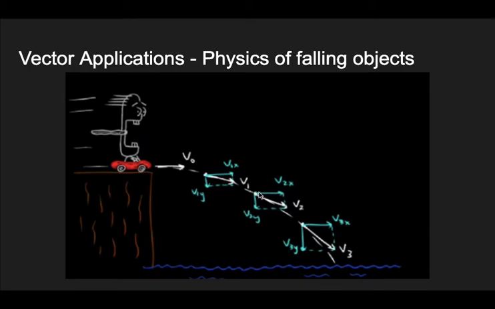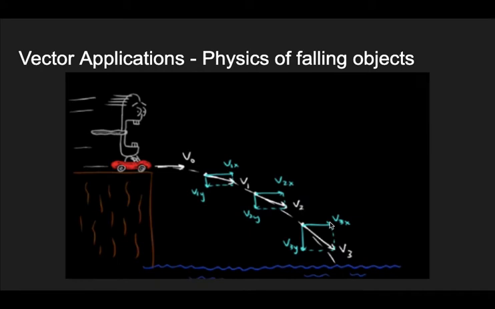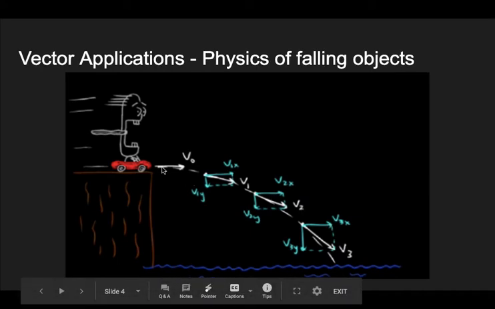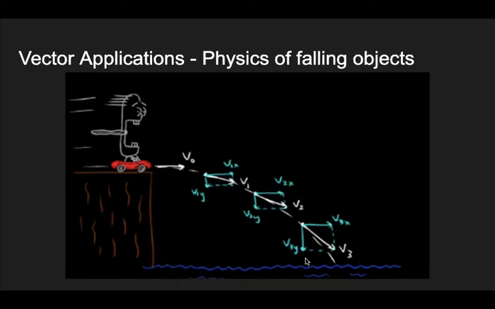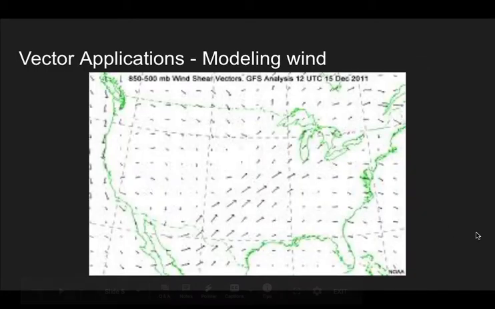And notice the horizontal doesn't change. The only thing that's going to act on the horizontal component is wind resistance, which is pretty negligible at this. But then the vertical component, you'll notice, is getting bigger each time, and that's because gravity is acting on this car. Once it goes off the cliff, the gravity is causing it to fall down. So those are pretty classic examples of physics and vectors.